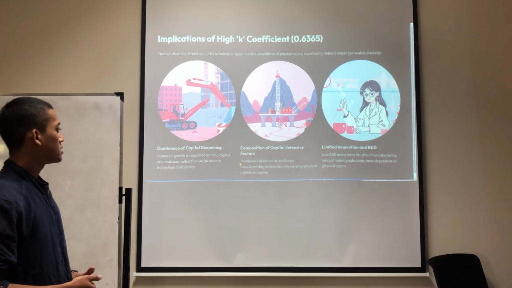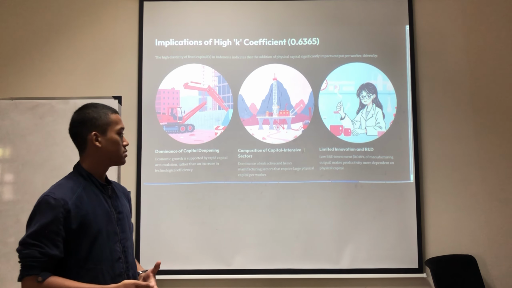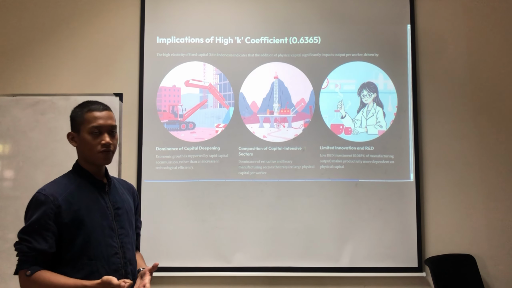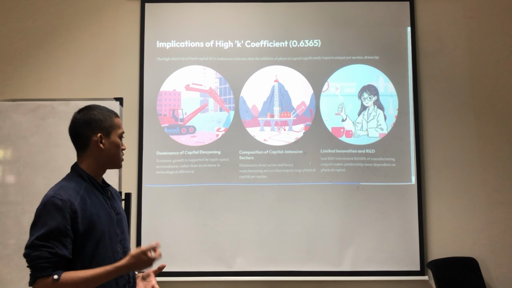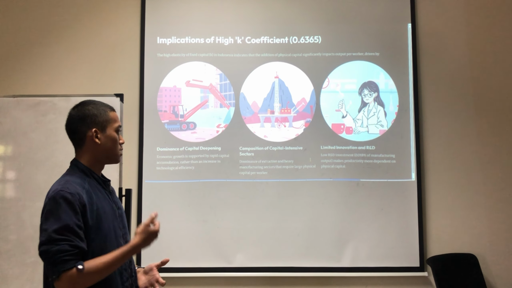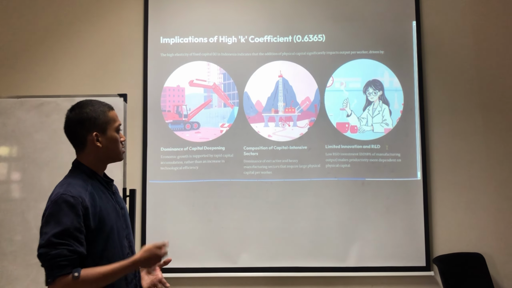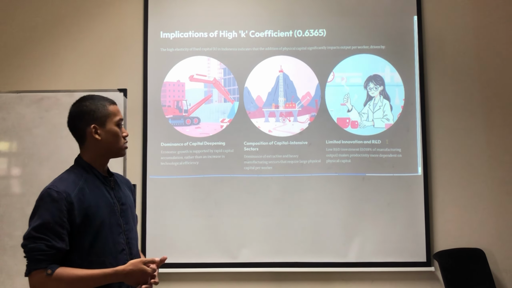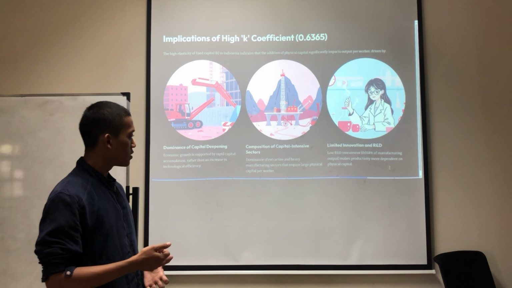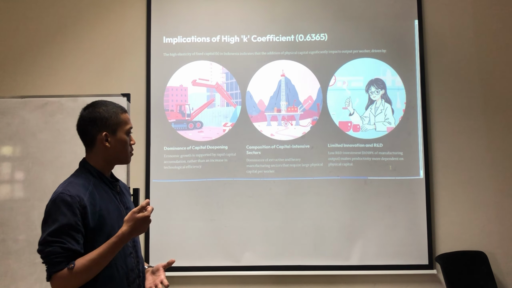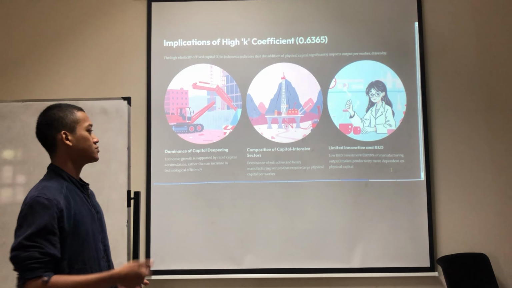The second one is the composition of capital-intensive sectors. The dominance of extractive and heavy manufacturing sectors requires large physical capital per worker. And the last one is limited innovation and R&D. The low R&D investment, at 0.080% of the manufacturing output, makes productivity more dependent on physical capital.